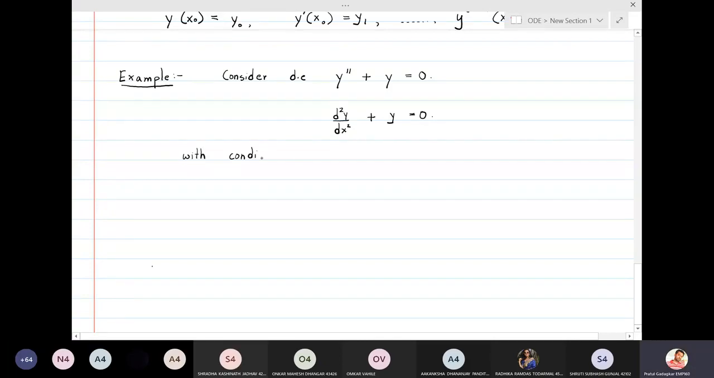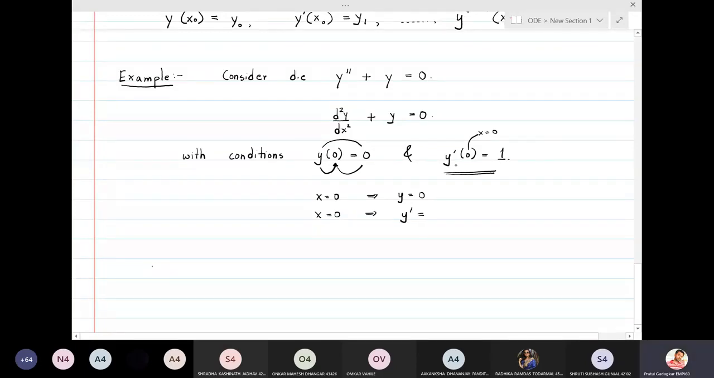conditions. I hope you are copying this. With conditions y of 0 is equal to 0 and y dash of 0 is equal to 1. So I'm considering a differential equation with these two initial conditions. The value of y at 0 is equal to 0. So when I put x equal to 0, what will the value of y be at that time? It will be 0. And does everyone understand the meaning of this second condition? When I put x equal to 0, at that time what is the value of the derivative? The value of the derivative will be 1. This is the meaning of these two given conditions.